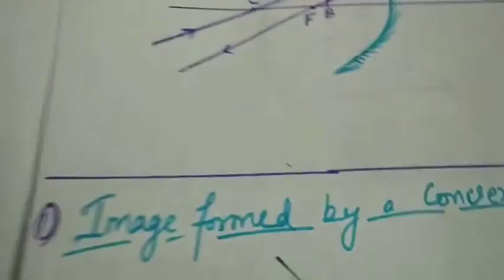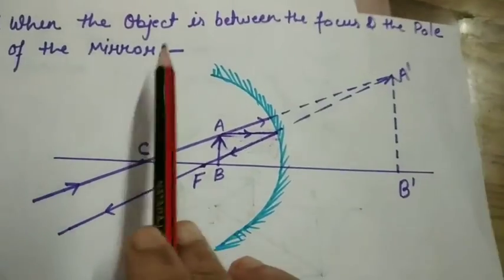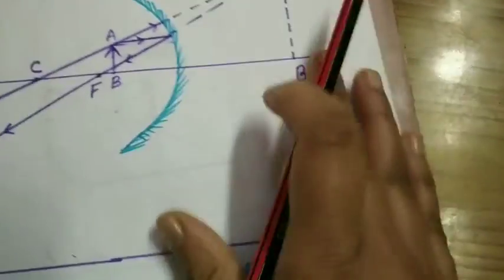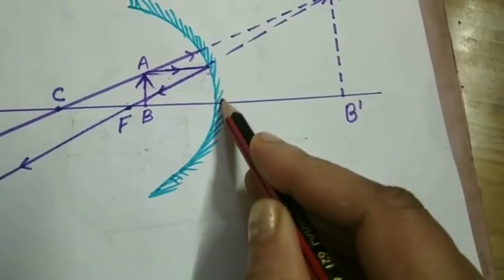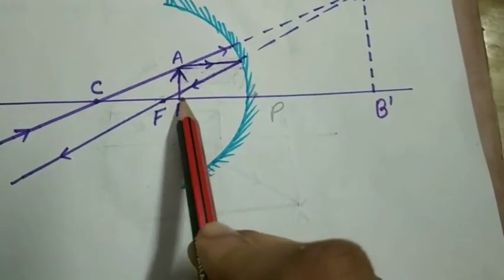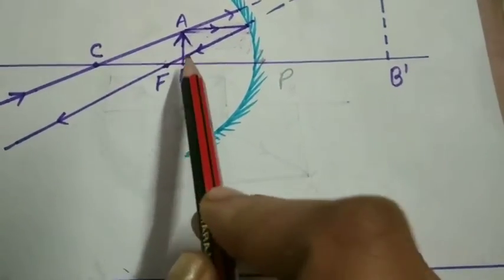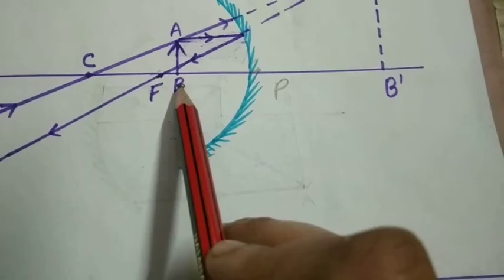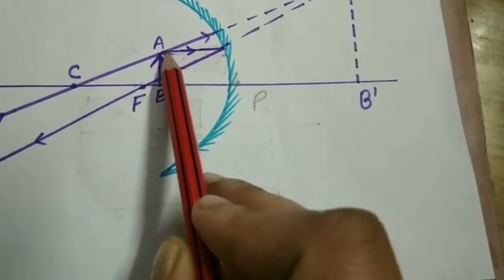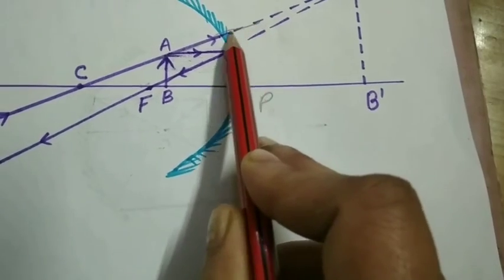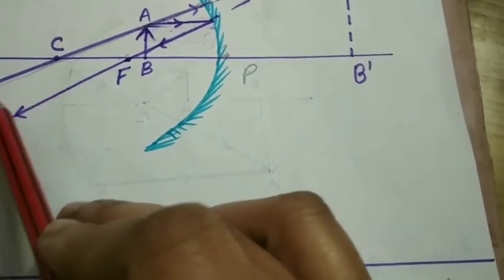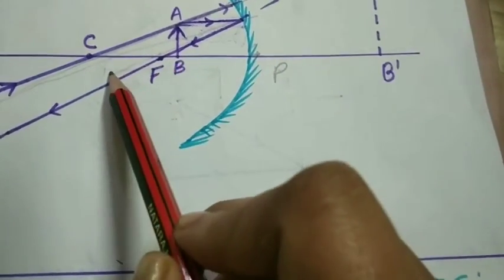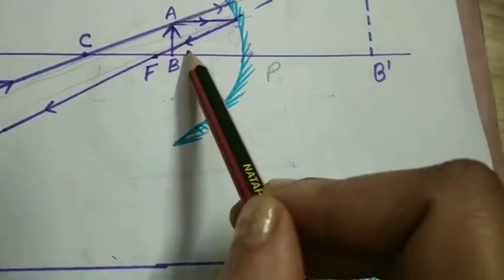The fifth position is when the object is between the focus and the pole of the mirror. Here is the focus and here is the pole. So the object is between here. When any object is between the focus and the pole, the first ray, if you think, will retrace its path, it will go through the center of curvature, और जो दूसरी ray है that will go towards the focus.